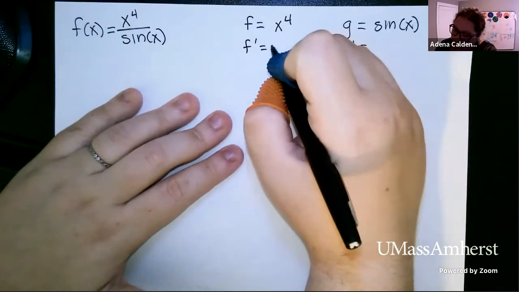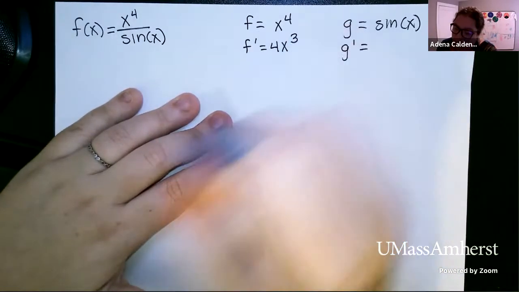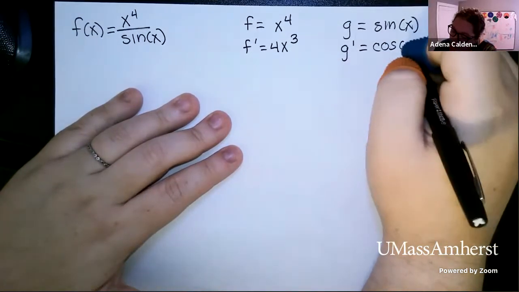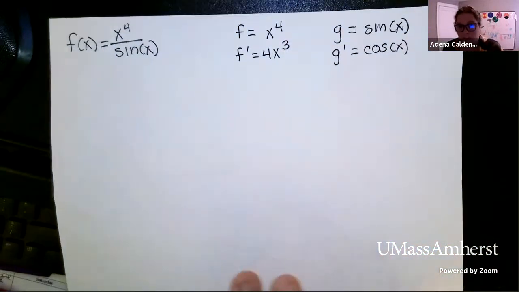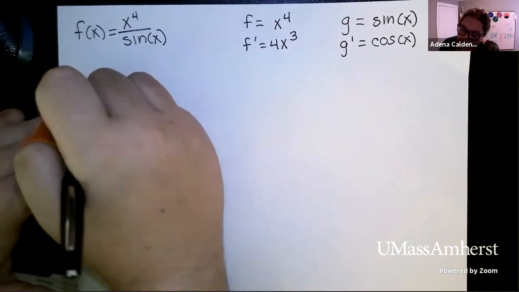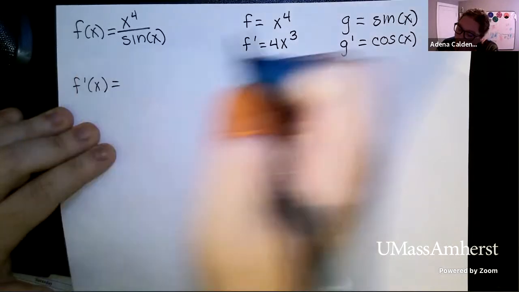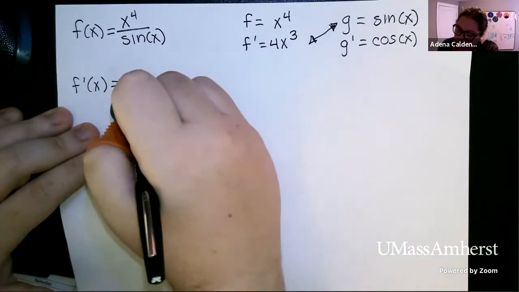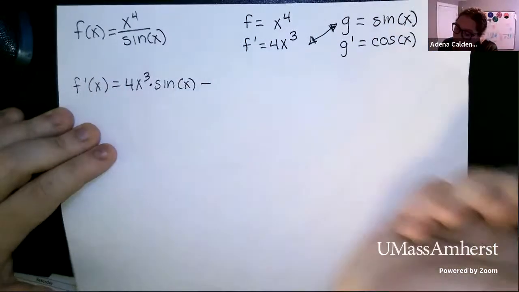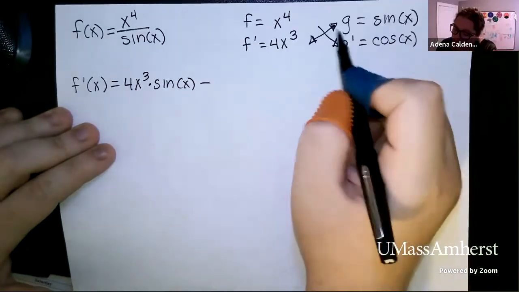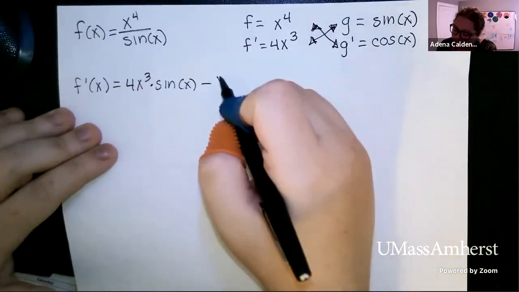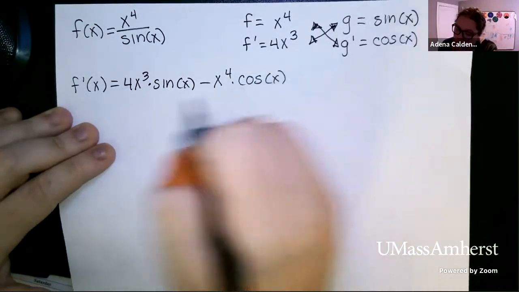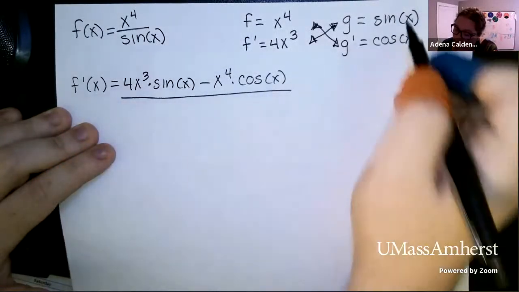The derivative of x to the fourth is going to give me 4x cubed, and the derivative of sine is going to give me cosine, right? So to get my first derivative here, I just need to plug this into my formula. So I'm going to have f prime times g, so 4x cubed times sine x, minus g prime times f. I'm going to write the x to the fourth first, since that's the convention, all divided by g squared.